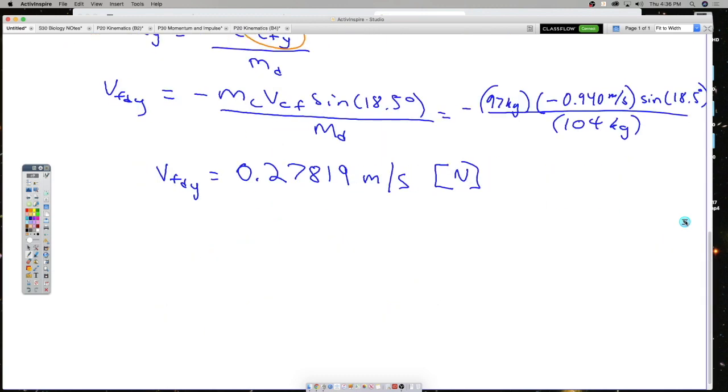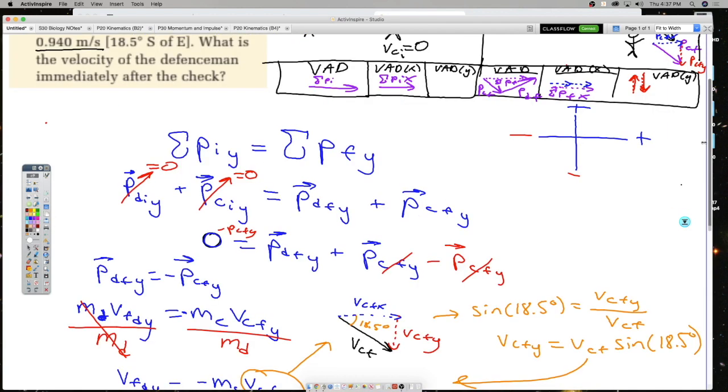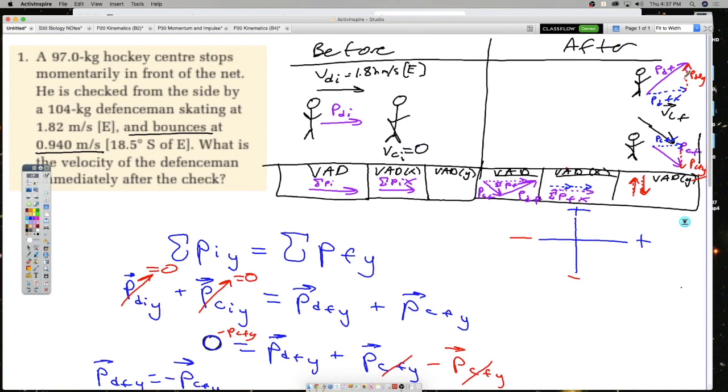Now, we didn't want the y component of the defenseman's final velocity. We wanted the defenseman's final velocity overall, not just one axis of it. So how do we do it? We go to the other axis. We just did the y-axis, now let's move over to the x. Now we have the y component, and we're starting to construct this picture. The problem is, we don't know the angle. If we did know the angle, we'd be good, but we don't.